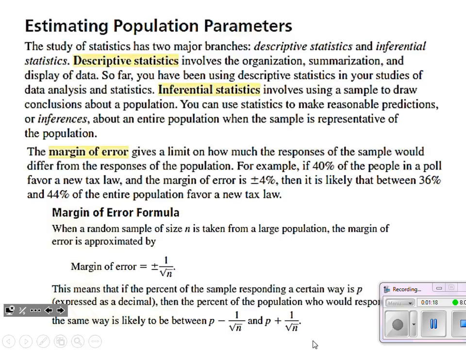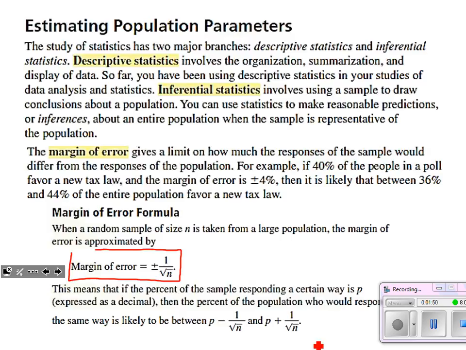Naturally, when we're working from samples, we're not going to get a 100% accurate description of the population, based on how big our sample is. So there is a margin of error involved. This is just a way of saying that if we have a relatively small sample, it's likely that our error is going to be pretty great, that the whole population might vary more than what we calculated. The margin of error formula is a very simple one. It's plus or minus 1 over the square root of our sample size. That's it.